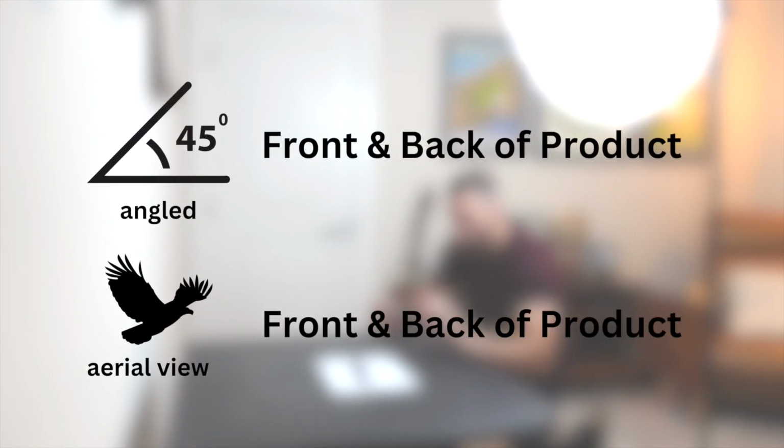The reason we want to do that is because the sun can actually cast shadows onto the table or whatever our product is on. It makes it very difficult to remove the background, which I'll share with you here in a second. We want to take 2 photos, front and back, of our product at a 45-degree angle, and 2, front and back also, at an aerial view. Okay, let's take some photos.